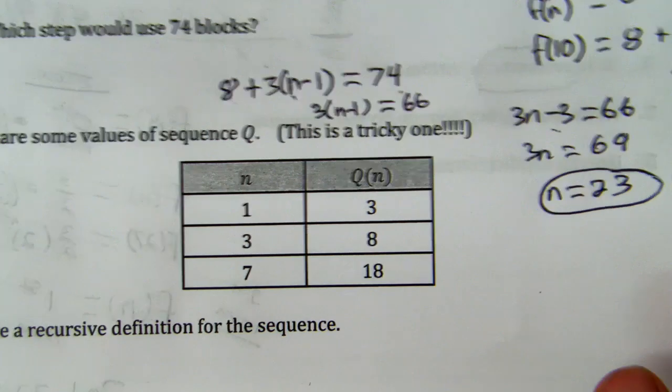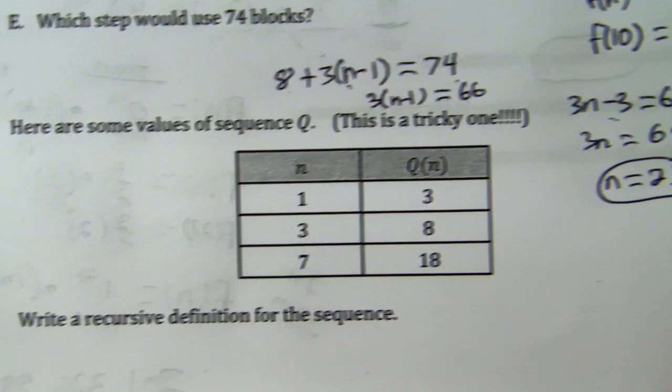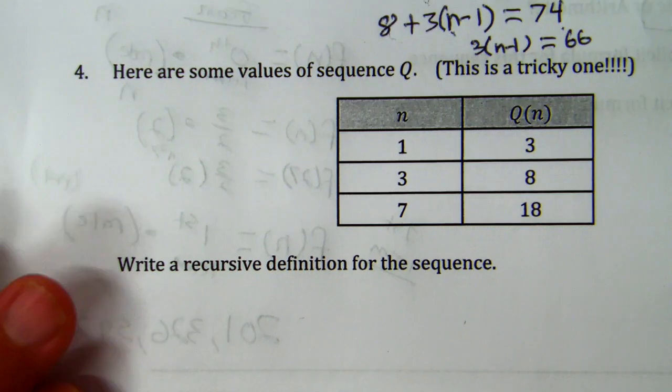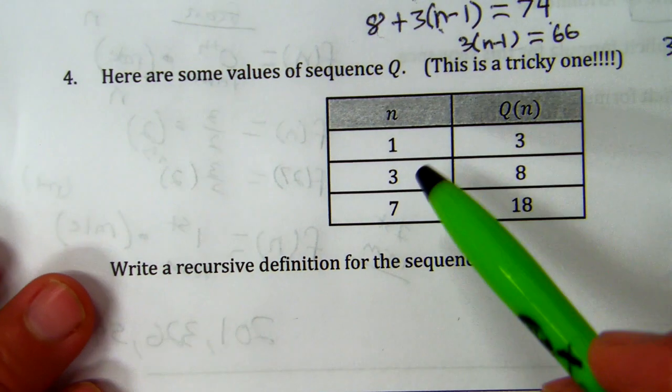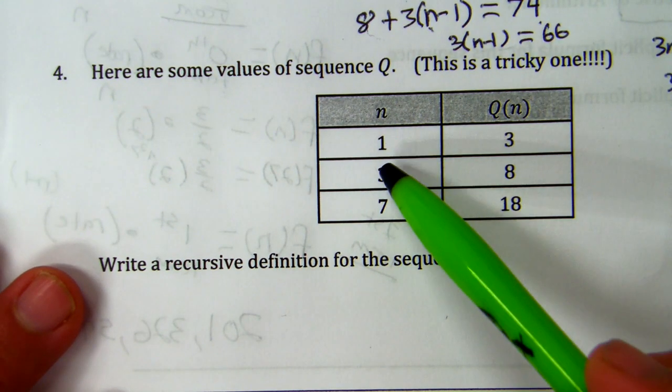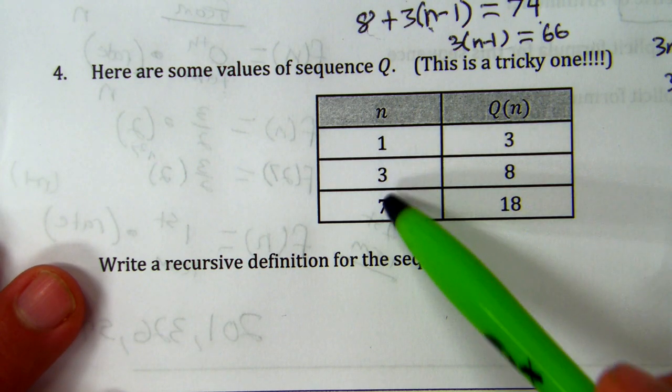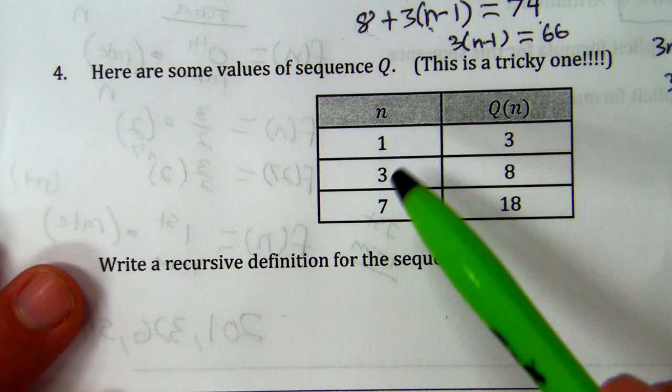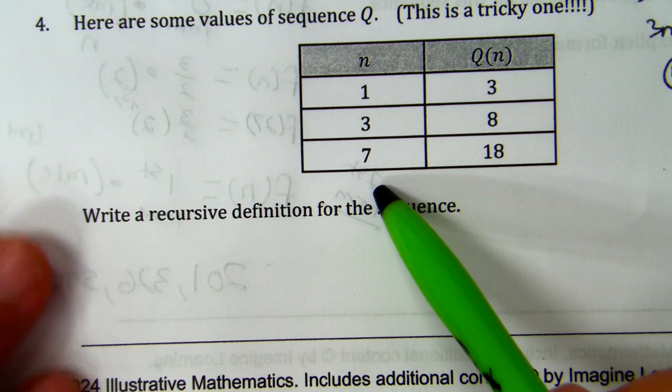Number 4 is probably, in my opinion, maybe the hardest one on here. And here's why I say that. I don't think I've given you one, or the book's given you one, where they didn't give you this sequence in order. Here they give us the first term, the third term, and the 7th term.